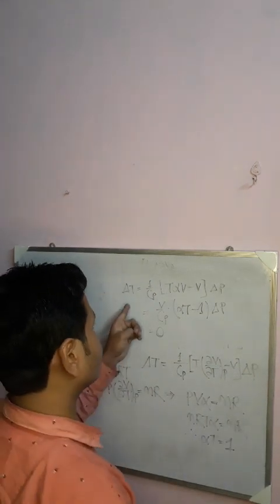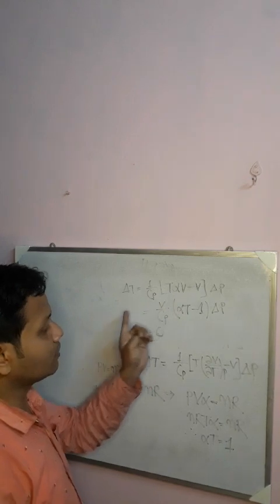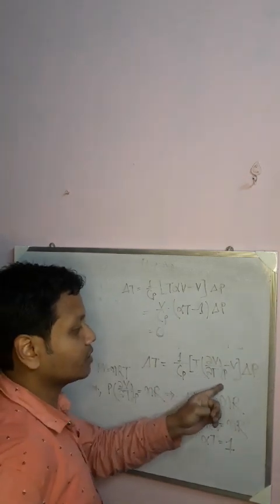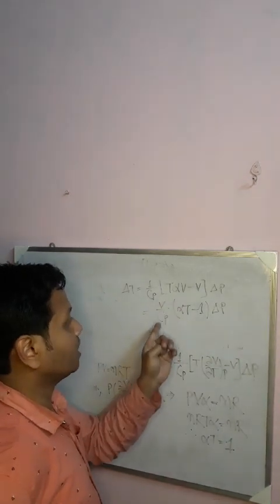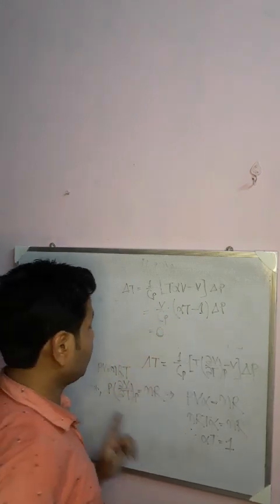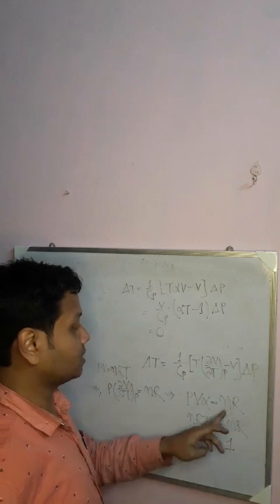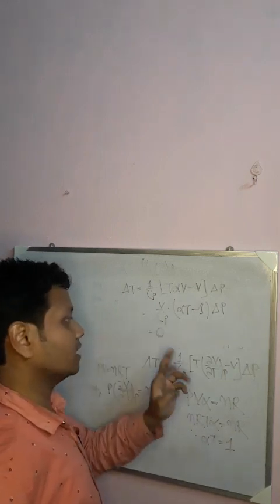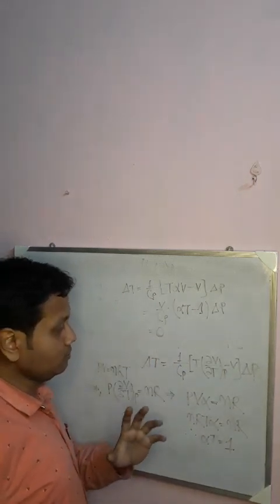So this equation can be written in terms of alpha, because we put del V del T at constant pressure as alpha V. Take V common, so V by Cp into alpha T minus 1 del P, and we have already proved that alpha T equals 1 for an ideal gas. So for an ideal gas delta T is 0.